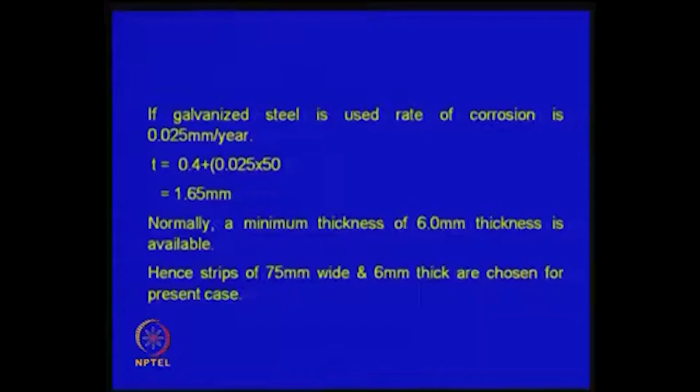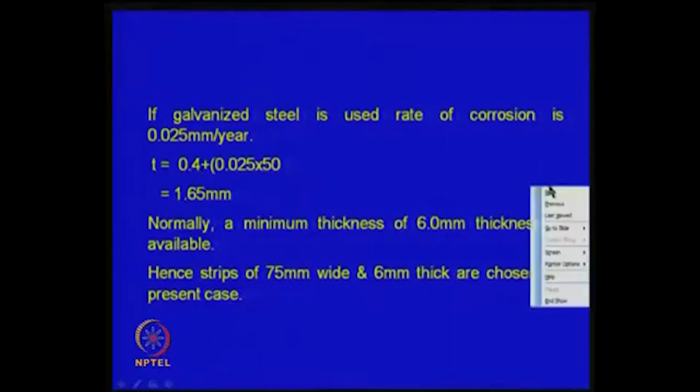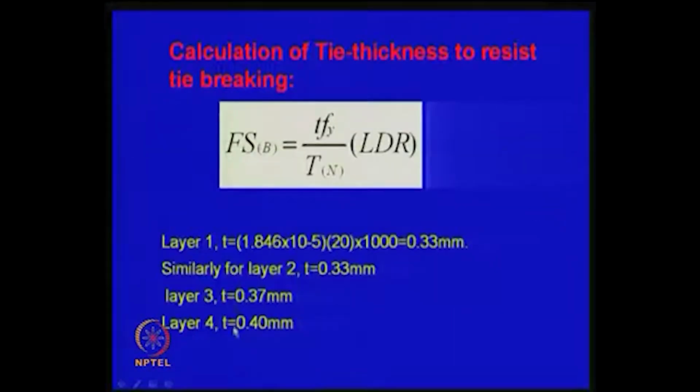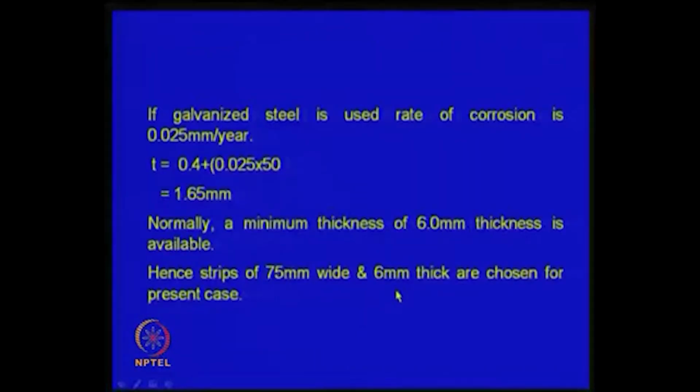So, the thickness, you can see that the highest is about 0.4 mm corresponding to different layers, and I also need to provide for corrosion resistance. If galvanized steel is used, I know the rate of corrosion is 0.025 mm per year, and it is for 50 years. So, 0.025 into 50 I provide as extra allowance plus 0.4. So, 1.65 mm is sufficient, right. But then normally the minimum thickness available in the market is 6 mm.